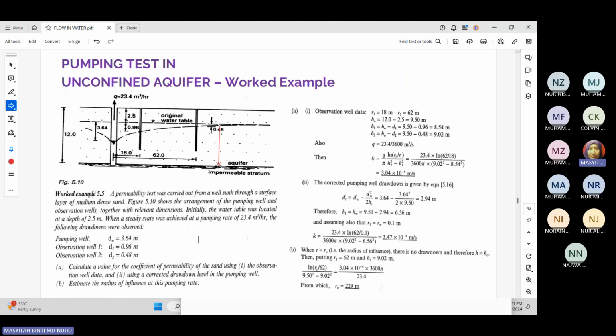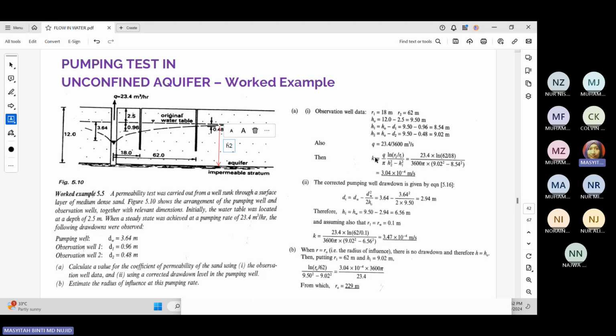K, 12 minus 2.5 minus 0.48. If you want to find H2, for example, H2 equals 12 minus 2.5 minus 0.48. You get 9.02. H1 is 9.5 minus 0.96, which gives 8.54.